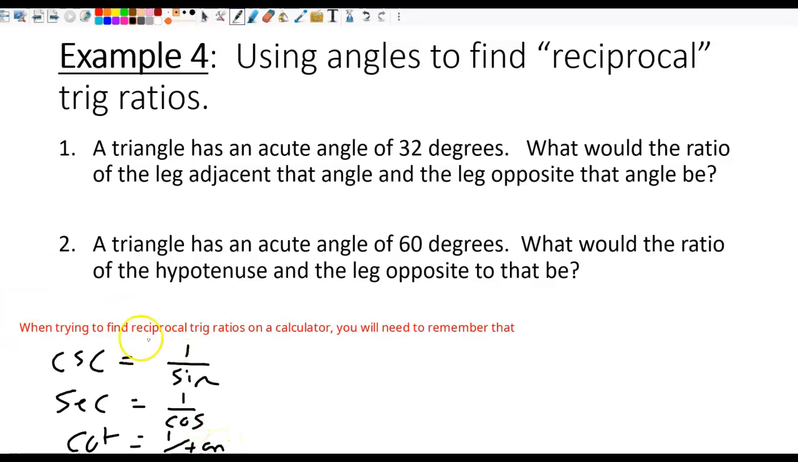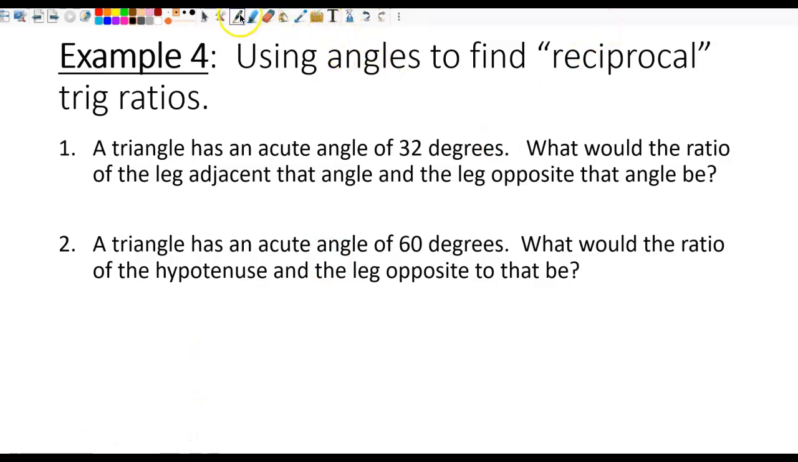Okay, so we're going to want to remember these three facts as we're doing this on our calculator, because our calculators don't have cosecant. So if you ever want to find cosecant on your calculator, that's the same thing as just typing in 1 over sine. Okay, so let's show you an example to kind of bring that to life a little bit.